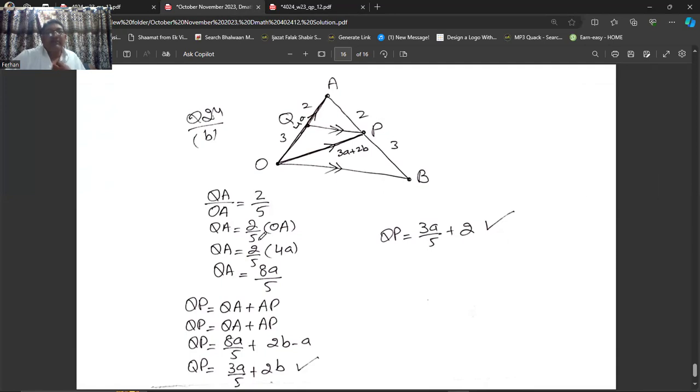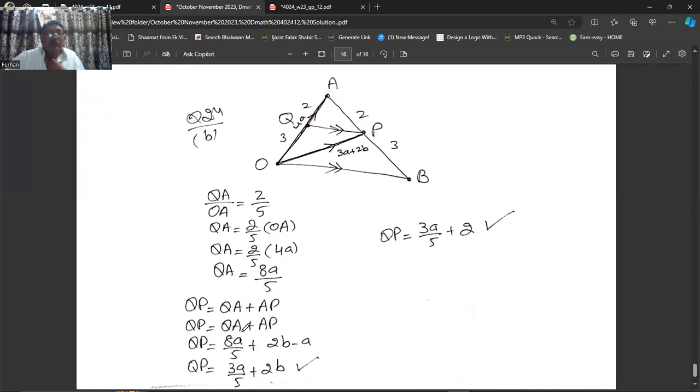QA is 2/5 of OA. So QA will be 2/5 of 4A, because this value is 4A. And so QA will be 8A/5. Now the question is, find the value of QP. QP will be Q to A, from A to P. So QP will be Q to A plus AP, sorry.